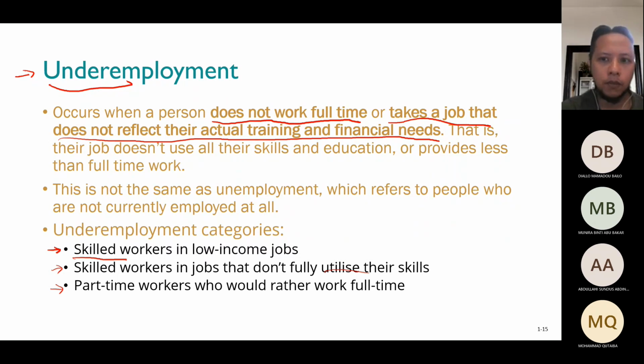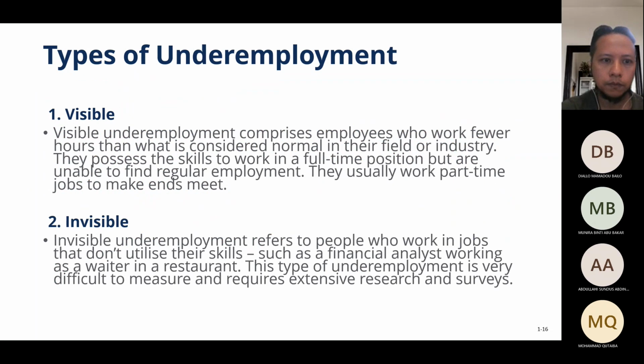So there are visible underemployment and invisible underemployment. Visible comprises employees who work fewer hours than what is considered normal. They possess the skill to work in a full-time position but are unable to find regular employment, so they usually work part-time. Invisible underemployment refers to people who work in jobs that do not utilize their skills, such as a financial analyst working as a waiter in a restaurant. This is very difficult to measure and it requires extensive research and surveys.